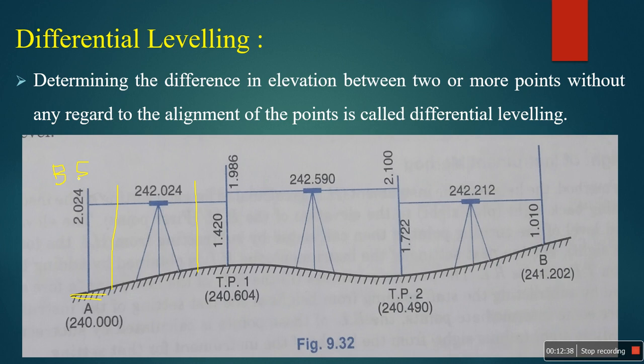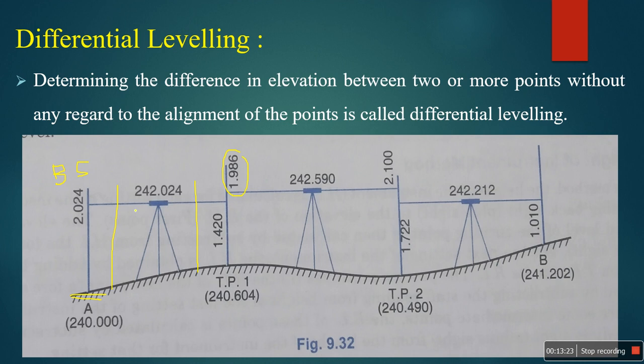After every setup of the instrument, you have to take the staff reading on a known elevation. That staff reading will act as a backsight. Here again one more instrument setup is there. After setup of the instrument, they have taken the staff reading on this staff station. We have not taken it on the benchmark, because by using this reference you can easily calculate the RL of the staff stations. That's why they have taken the backsight on the same, previous staff station. Then this reading will act as a backsight.